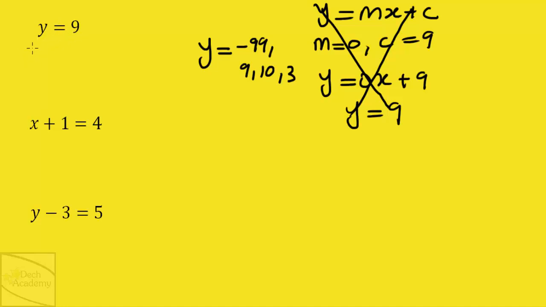Well, when y is 9, the left-hand side of this equation is 9, and the right-hand side is 9. Therefore, when y is 9, this equation is satisfied, because 9 will be equal to 9. If y was 8, the left-hand side would be 8, but the right-hand side would be 9. They would not be equal, and the equation would not be satisfied. So this equation is only satisfied when y is 9.